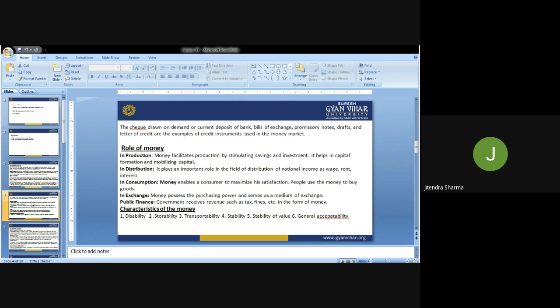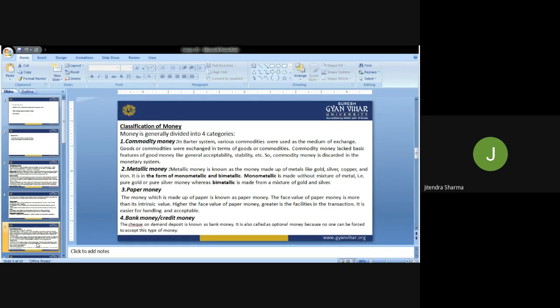The check drawn on a current deposit of a bank, bill of exchange, promissory note, draft and letter of credit are examples of credit instruments and are used in the money market. So now we'll have a discussion on the classification of money. First we'll discuss in what way we are classifying money. Money is generally divided into four categories.